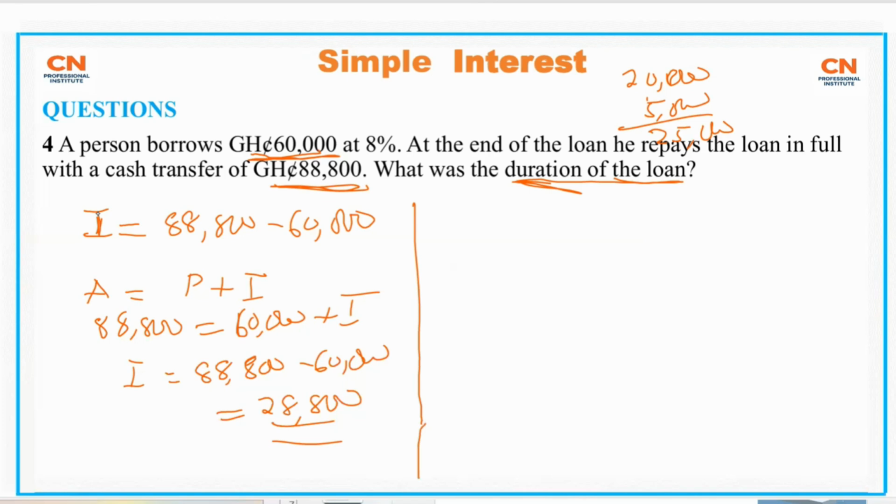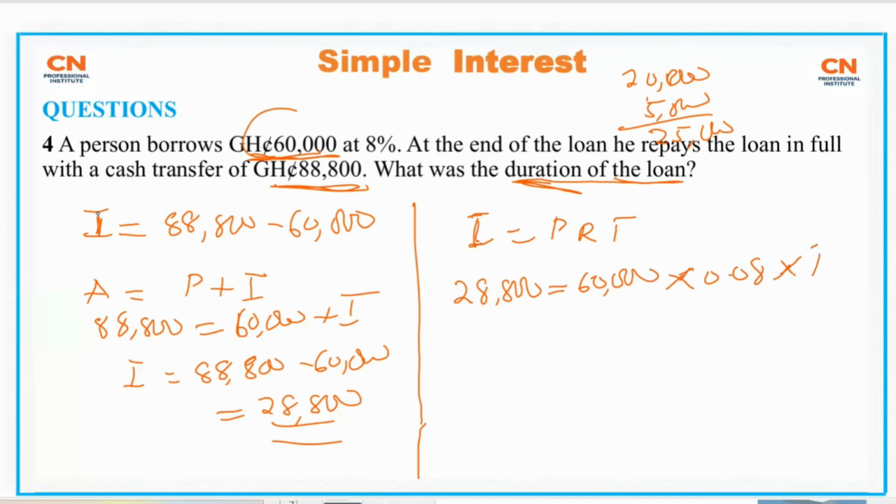So just go to your formula. We said interest is equal to principal, rate, and then time. That's simple interest. So we have our interest here, 28,800, is equal to the principal, 60,000, which is in the question. This is the amount borrowed. Rate is 8%, so I write 0.08 because I'm not using divided by 100. Then times the duration, which is the time, which we don't know.